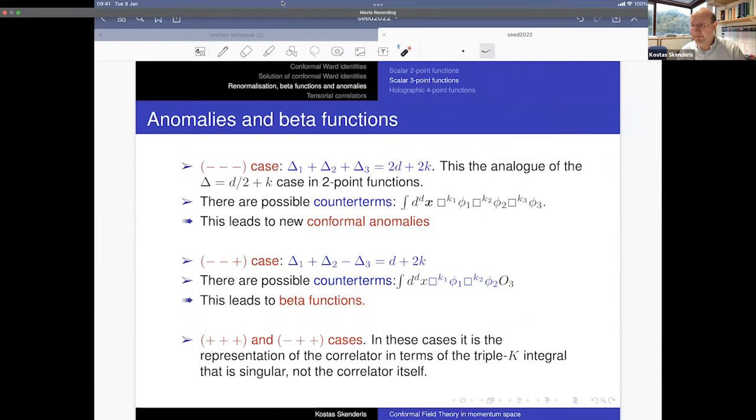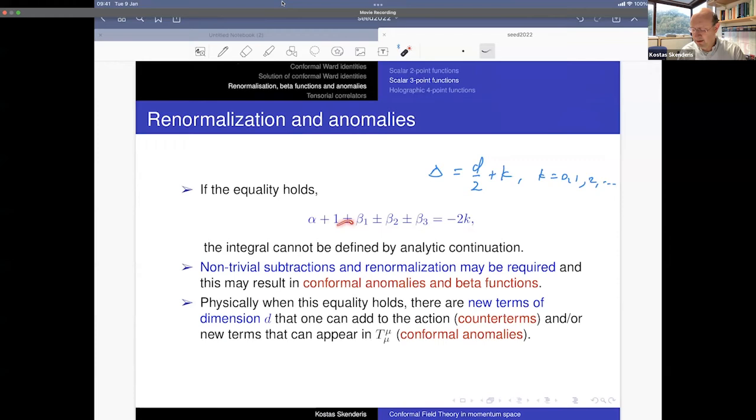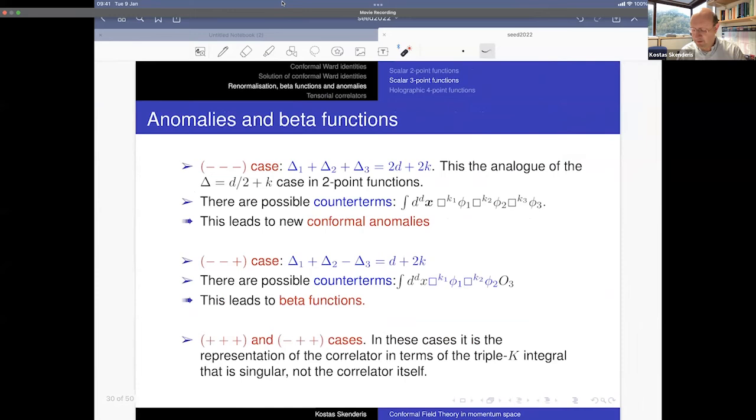Okay, so there are essentially four different cases. Two are important, and two are more an issue with how we represent the correlator. The first case is when all signs are minus, with the signs here being the signs that appear in this situation. So if I choose minus, minus, minus, and then transform that into conditions on the deltas, if the sum of all dimensions is twice the space-time dimension plus an even integer, then we have the new conformal anomalies. In this case, the new counterterms, which are the analog of the counterterm we discussed for the two-point function, involve three sources because it's a three-point function, and the powers that appear in the boxes are related to the integer that appears here.